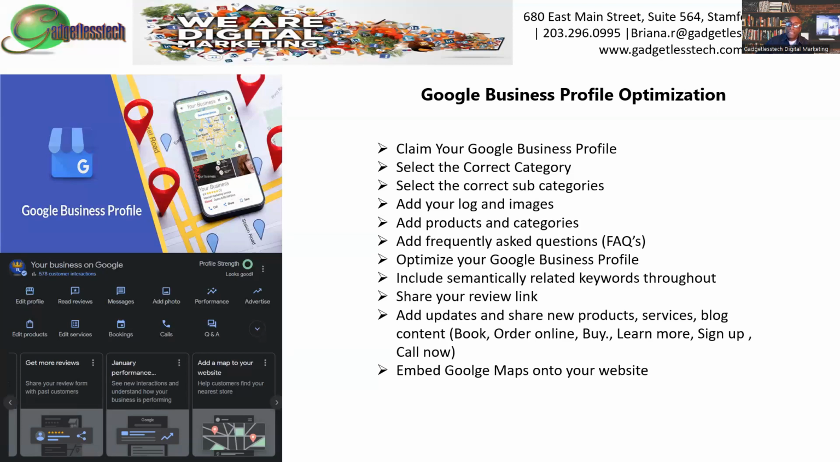Inside of there, there is a drop down which will add a call to action button. That button can be listed as book. It can be listed as order online. It can be listed as buy, learn more, sign up, call now, any of these things. Ideally, you would want to be posting to your Google business profile at least 3 times a week. If you do that, you will see significant improvements in the way that your business appears, the amount of traffic that you actually receive, and so on and so forth.